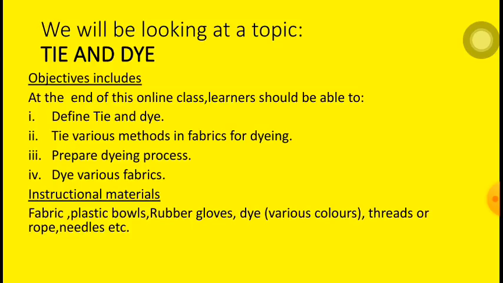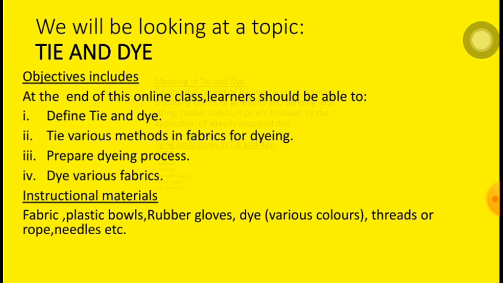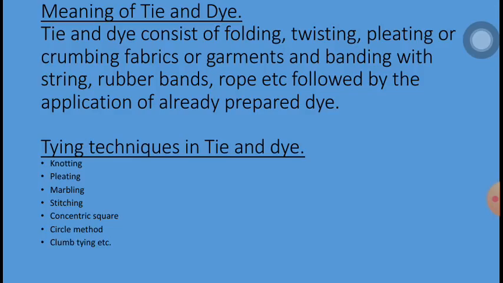ground. So now let's quickly look at our instructional materials. One, we have our fabrics, white fabrics to be precise. Then we have plastic bowls, rubber gloves, dye of various colors, then we have thread or rope or needles, etc. Now, the meaning of tie and dye: not somebody tying himself or herself and the person will die.